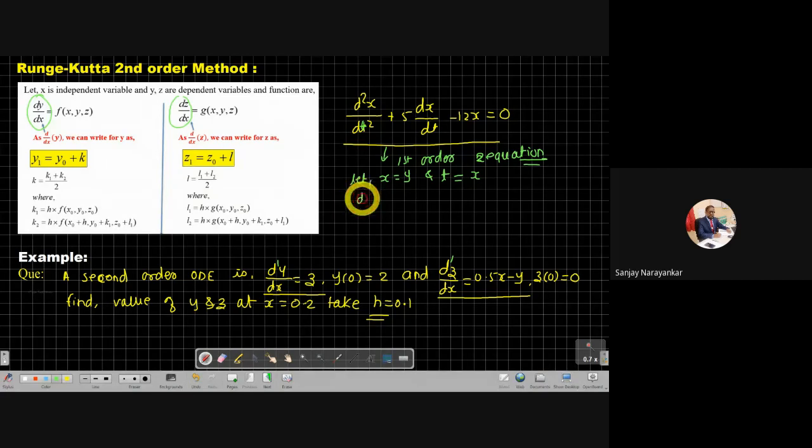After substituting, what will come: d2y upon dx square plus 5 dy by dx minus 12y is equal to 0.